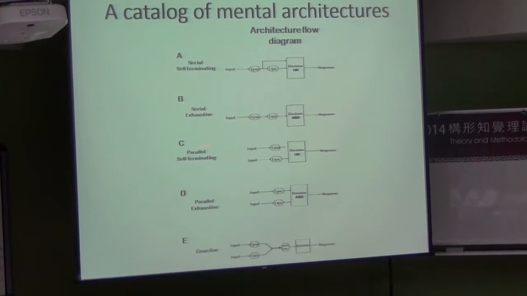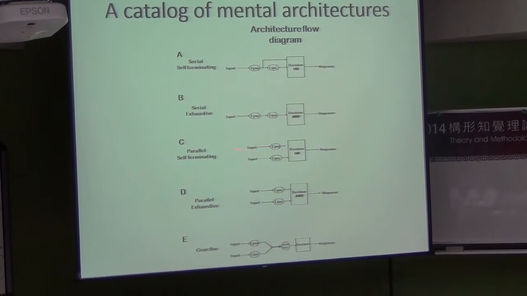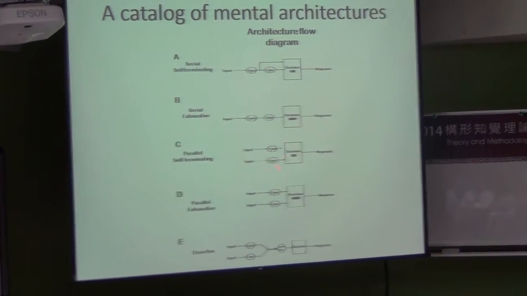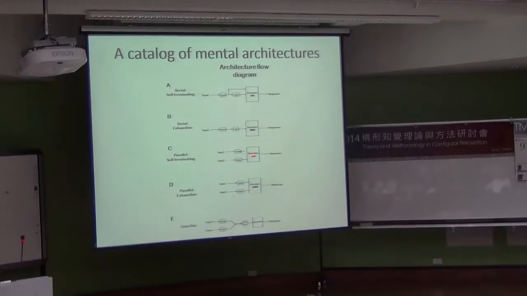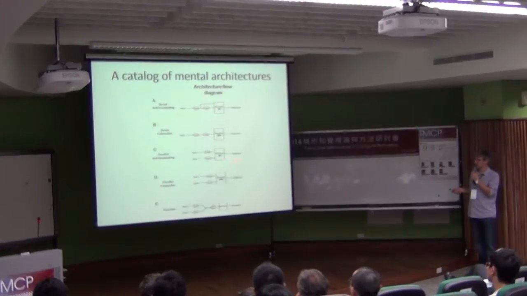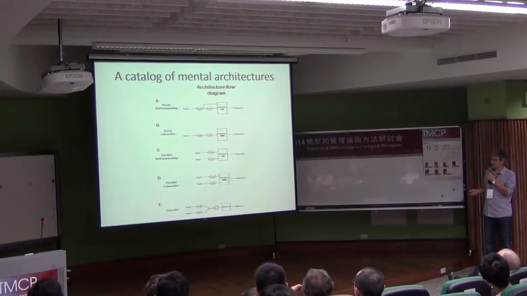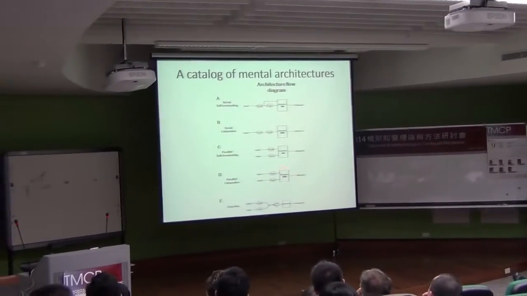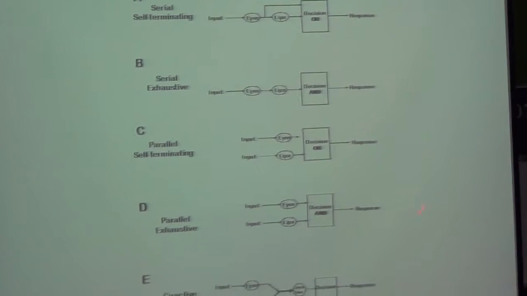Like here too. Parallel self-terminating, we process features in parallel, and the first one that finishes will trigger the response. So we don't actually have to wait for the eyes. We just need the lips to trigger the response. This is an OR gate. This is also called the horse race model, right? And we have the response. And here we have parallel exhaustive. We have to process two features in parallel, but we have to process them both. This is an AND gate here.